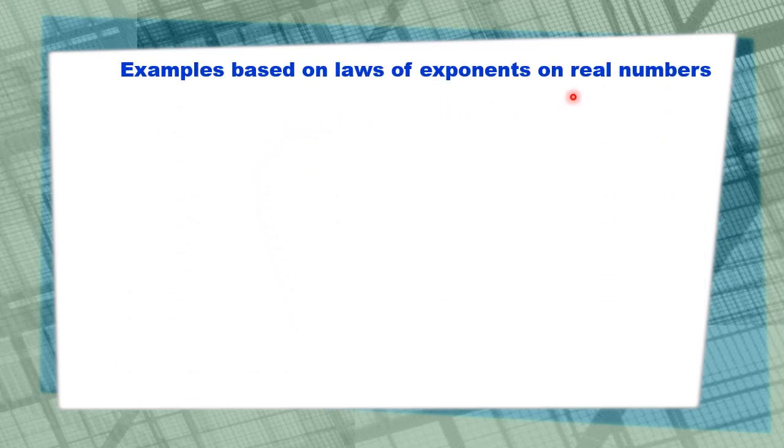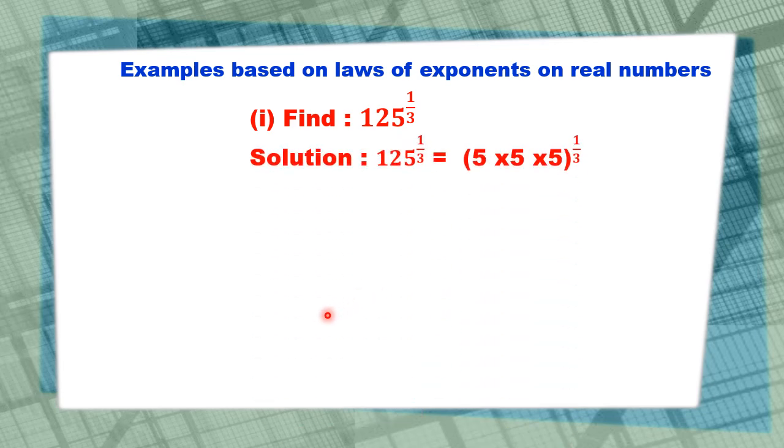Examples based on laws of exponents on real numbers. Find 125 raised to 1/3. Now, how can we write 125 in its simplest form? 125 is the multiplication of 5 times 5 times 5. This is also called prime factorization. We can say that this is the prime factorization of 125. So first find the prime factorization of 125. This is the simplest form in which you can write. The power is as it is, raised to 1/3.